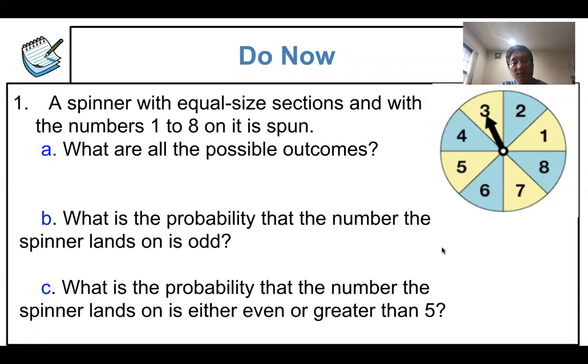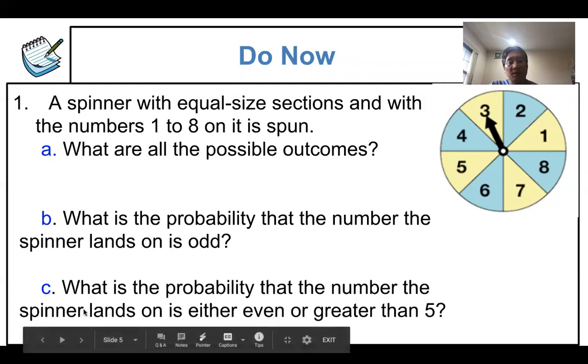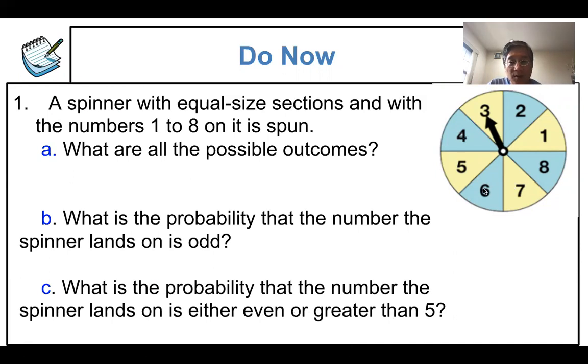So half. Now, what is the probability that the number the spinner lands on is either even or greater than 5? We need to write this down now. Either even is 2, 4, 6, 8, and greater than 5. Greater than 5, we don't count 5, right? 6 is greater than 5, 7 is greater than 5, 8 is greater than 5. But 6 and 8 we already counted. 2, 4, 6, 8. Which one is added? 7.